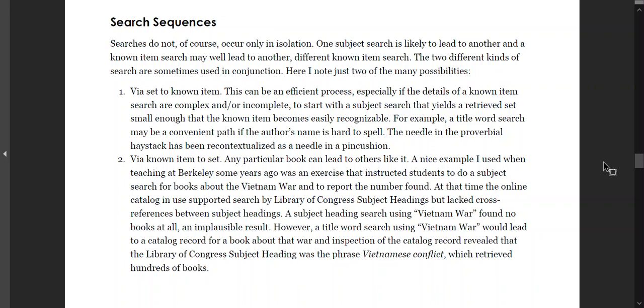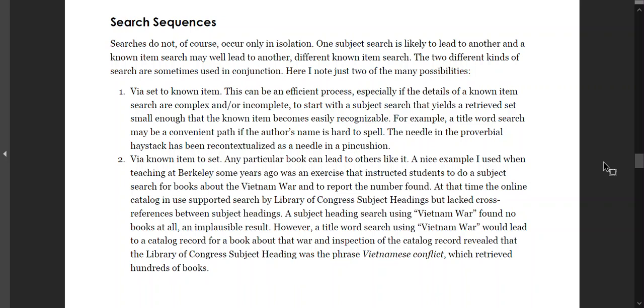Via set to known item. This can be an efficient process, especially if the details of a known item search are complex and or incomplete: to start with a subject search that yields a retrieved set small enough that the known item becomes easily recognizable. For example, a title word search might be a convenient path if the author's name is hard to spell. The needle in the proverbial haystack has been recontextualized as a needle in a pincushion.